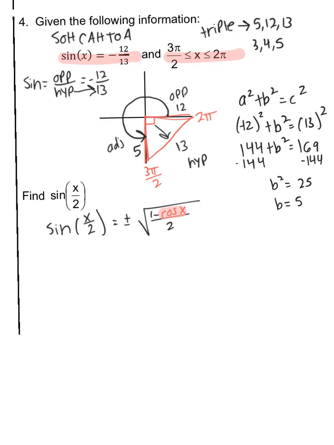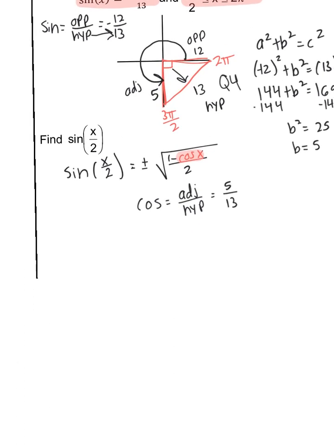So I need to figure out what cosine is. Cosine is adjacent over hypotenuse. The adjacent side is 5, and the hypotenuse was 13. Since I'm sitting, this triangle that I drew is in quadrant 4. In quadrant 4, your cosine values are going to be positive. So I know that that 5 over 13 is going to be positive. I'm going to go ahead and substitute.